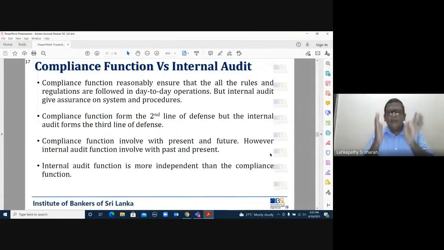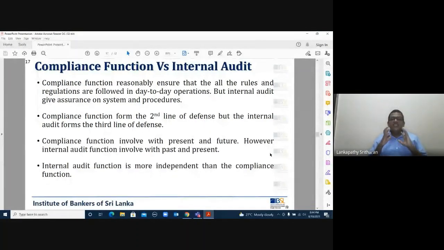Systems and procedures should be adequate enough to make that function work. So that is the main difference between the compliance function and the internal audit function. And another one is, of course, everybody knows that the compliance function comes under the second line of defense, but the internal audit function comes under the third line of defense. And the compliance function is involved with the present and future. This is one of the other important things you have to keep in mind.